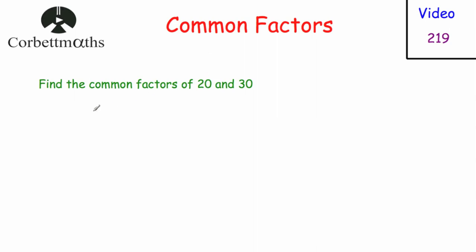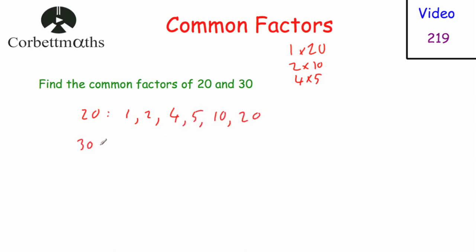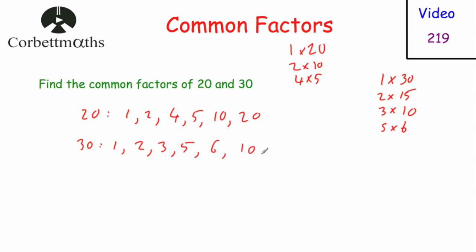So the factors of 20, well, we had 1 times 20, we've got 2 times 10, and we've got 4 times 5. They're all the whole numbers that are multiplied together to give you 20. So 1, 2, 4, 5, 10 and 20. And 30, we've just done 30. They were 1, 2, 3, 5, 6, 10, 15, and 30.